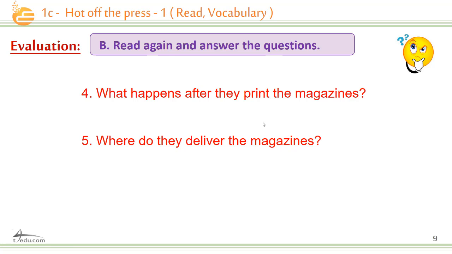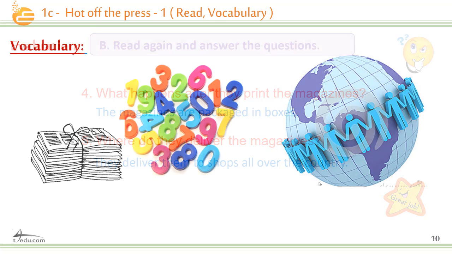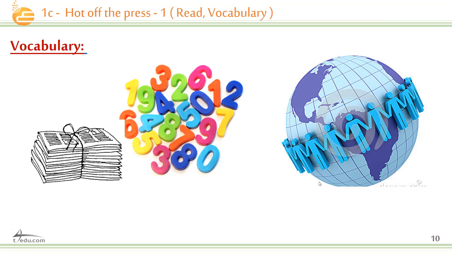Now, what happens after they print the magazines? Very good. The magazines are packaged in boxes in order to deliver them. Yes, very good. Where do they deliver the magazines? Excellent, to the shops all over the country. They deliver them to shops all over the country. Excellent. Very good. Great job. Excellent. Now, we're going to look at the vocabulary.